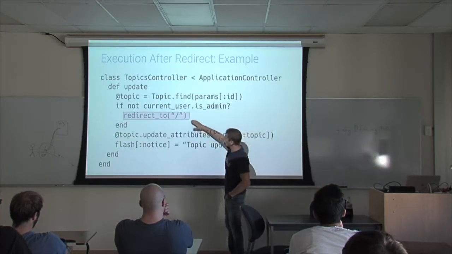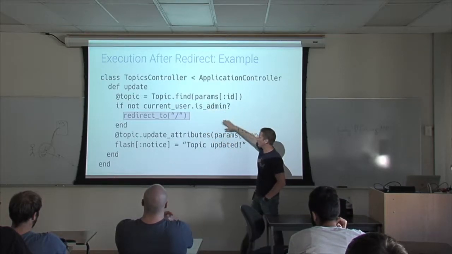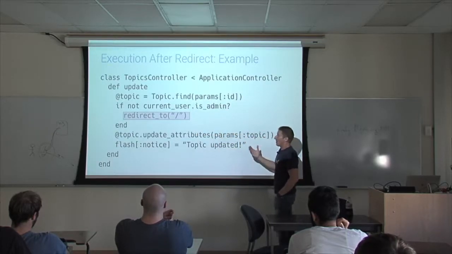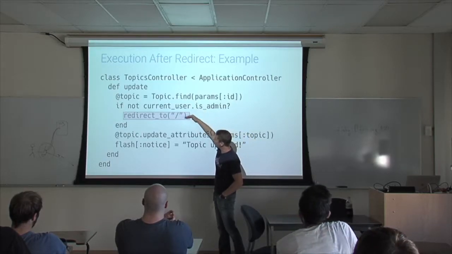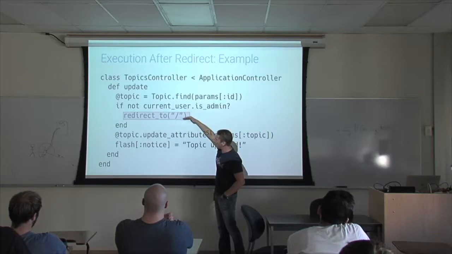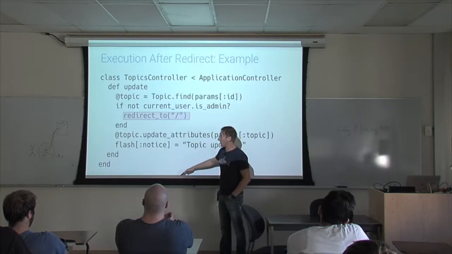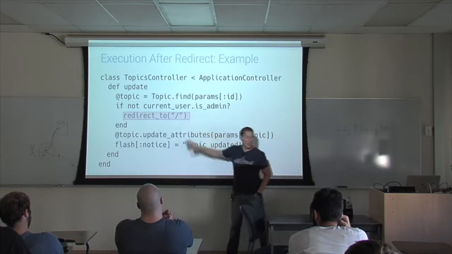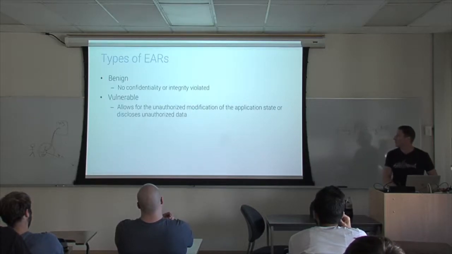For example, if you look at this, there is this redirect. This is Ruby on Rails, and say if you're not an administrator, redirect to /, and then it terminates. Here the developer, I think this is a real piece of code, thought that when this happens the code stops, but actually the code is executed. So the updating happens anyway, even though the user is not an administrator.